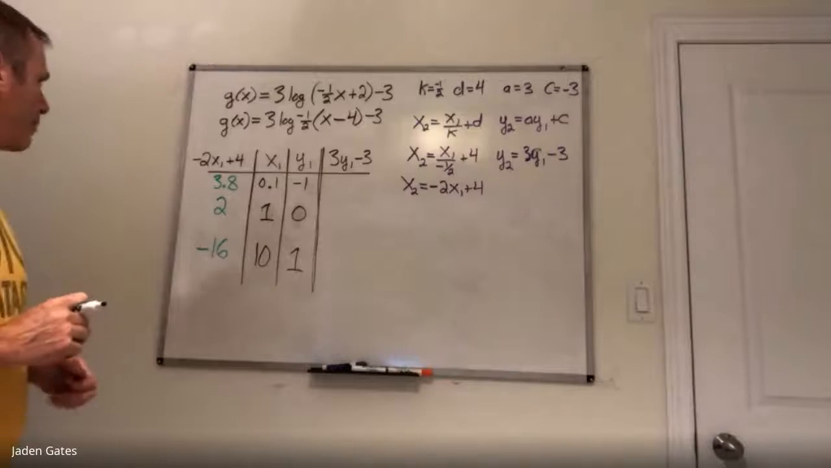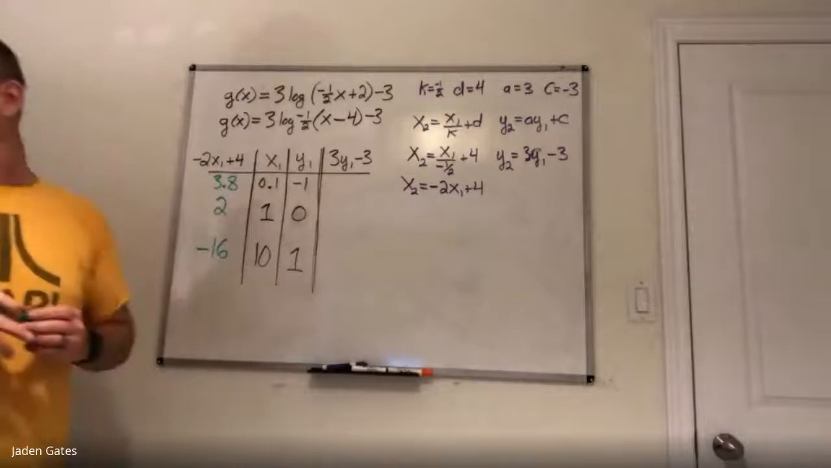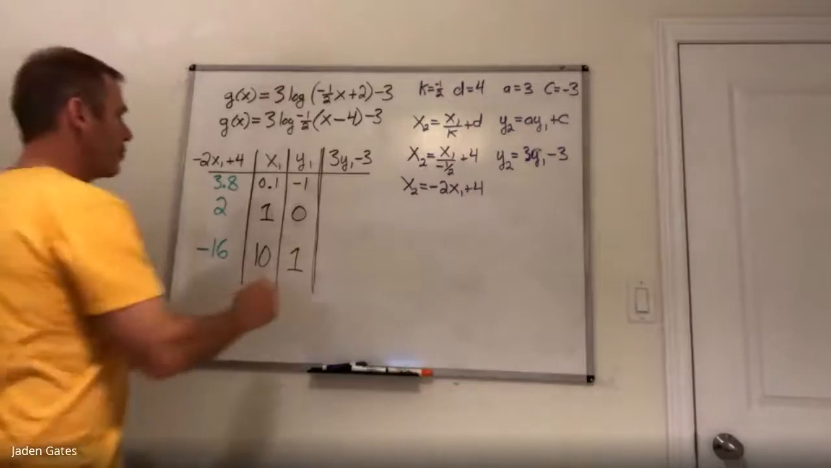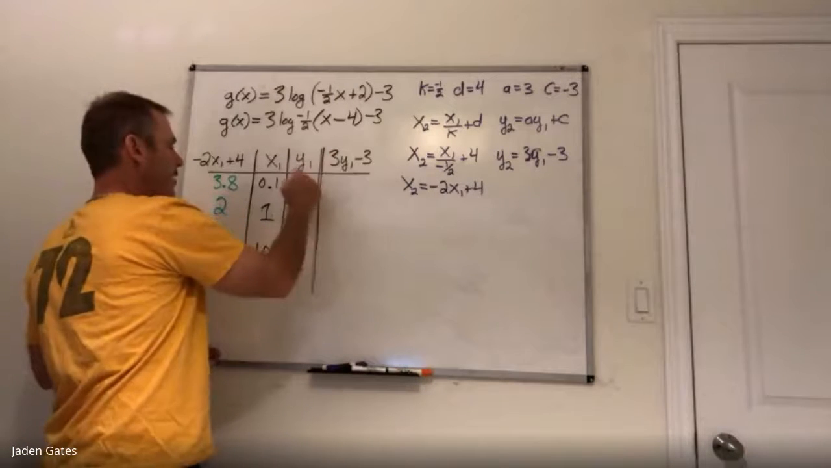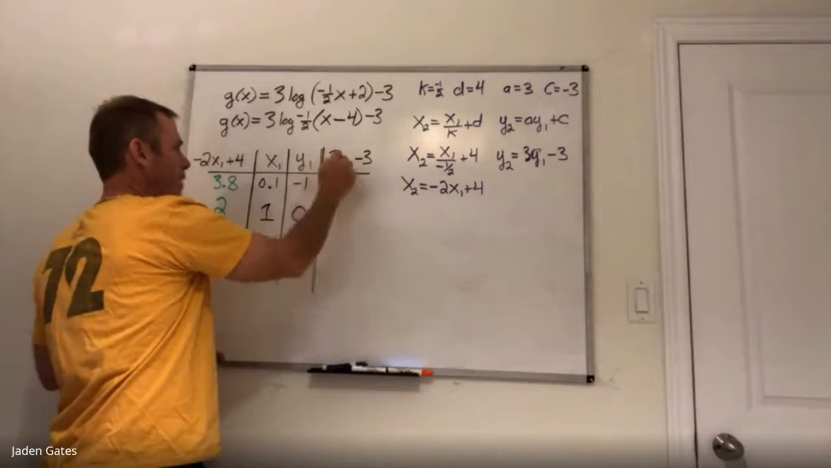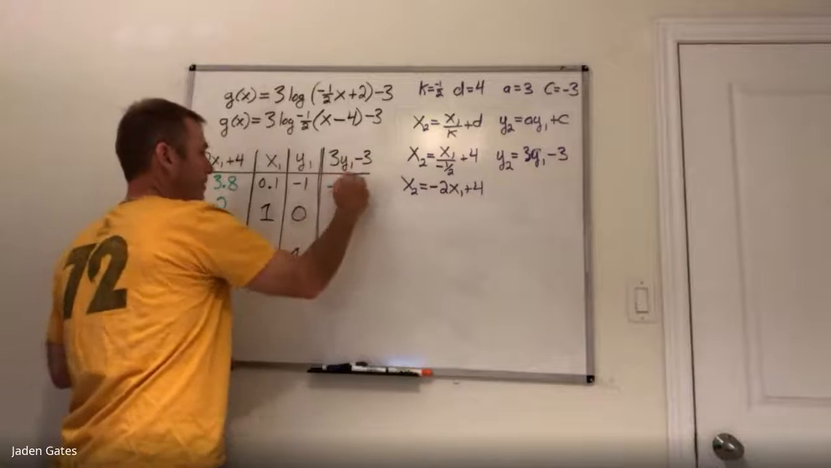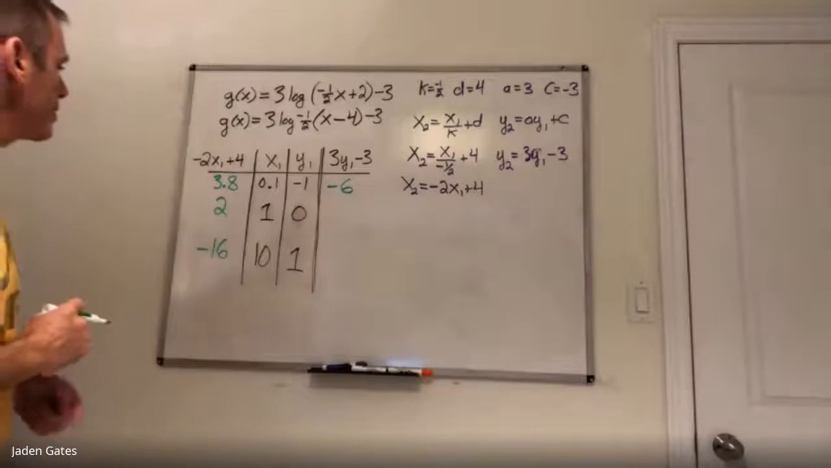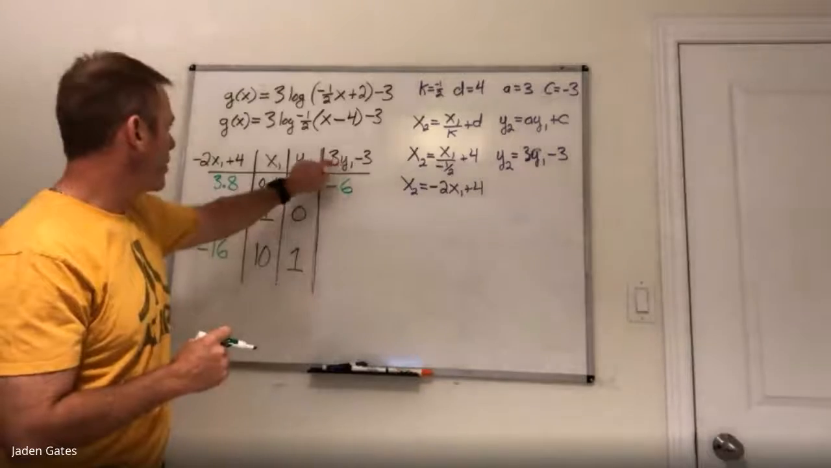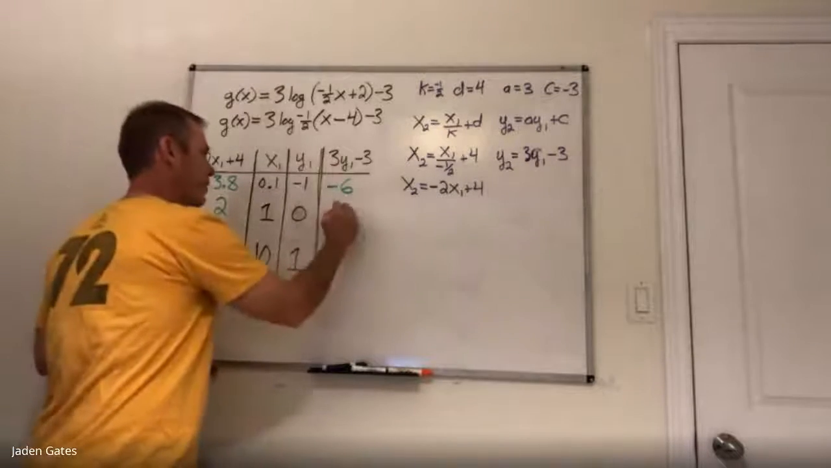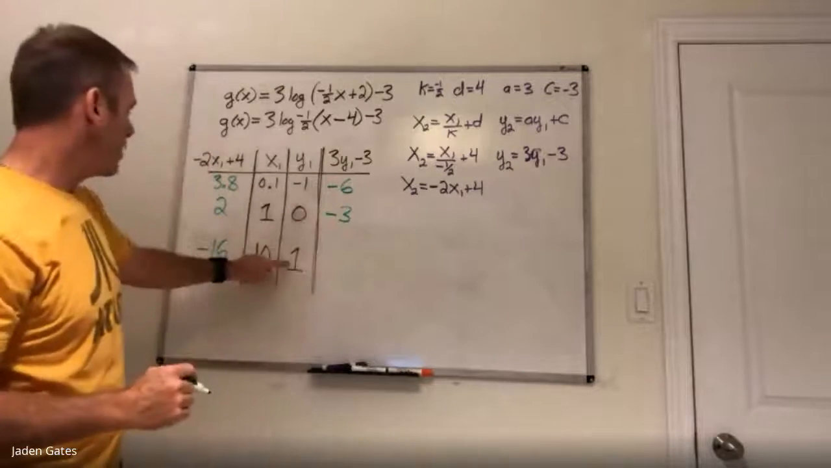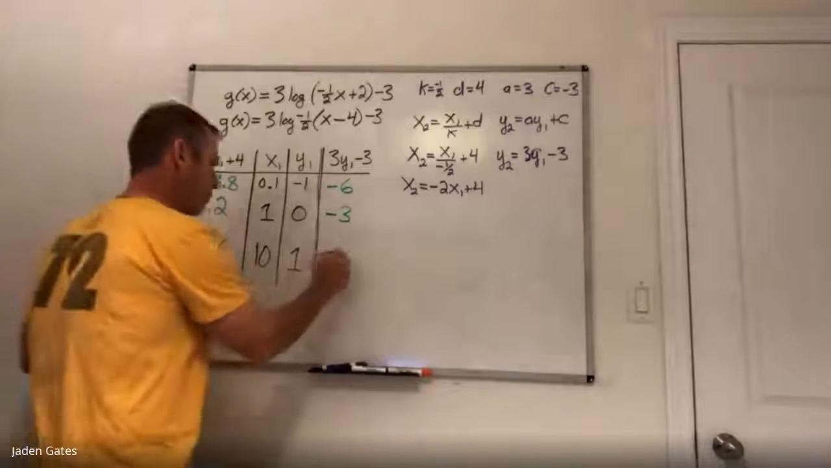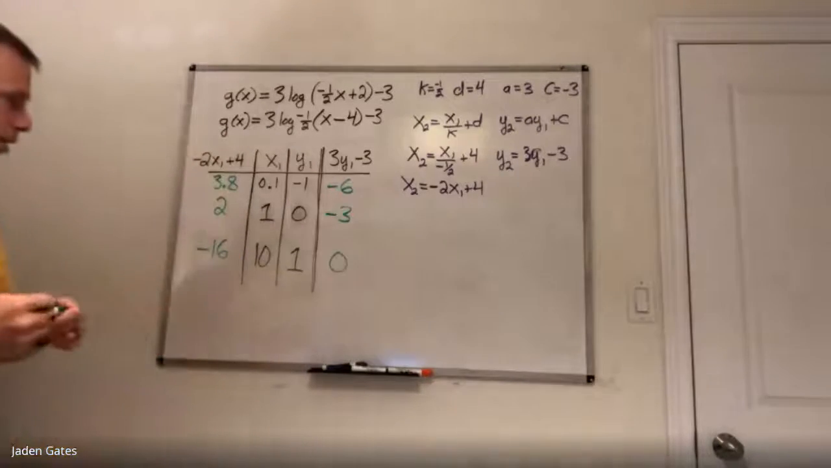So now next up, we go to our y values. And let's see here. So they're a little easier. 3 times negative 1, because that's what I'm plugging in here first, is negative 3 minus 3. So we got negative 6. Put a 0 in here. 3 times 0 is nothing. And so we're going to have a minus 3. And then put a 1 in there. 3 times 1 is 3 minus 3. 0. There we go. All right.